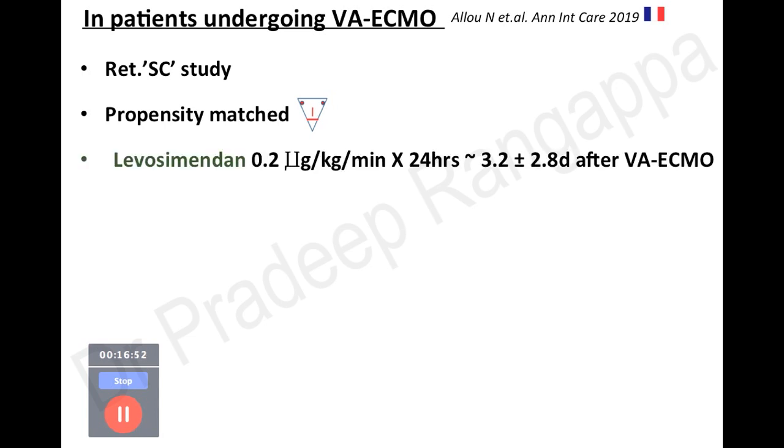So then after this, this was the most recent trial which came to look at the role of levosimendan in patients undergoing VA ECMO, because ECMO patients are the ones who would have heart failure, and ECMO is used as a mechanical support, to see if levosimendan helped them to be weaned off the ECMO. So this was a French trial. It was a retrospective single center study. It was propensity matched, so they took patients who were propensity matched and then they analyzed the data. Levosimendan here was used at 0.2 micrograms per kg per minute for 24 hours. It was used for 3.2 plus or minus 2.8 days after VA ECMO to get them to wean off.